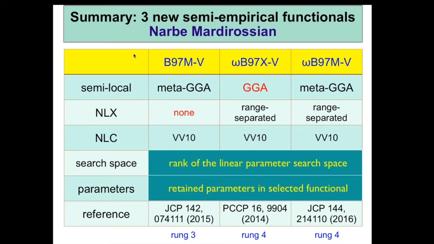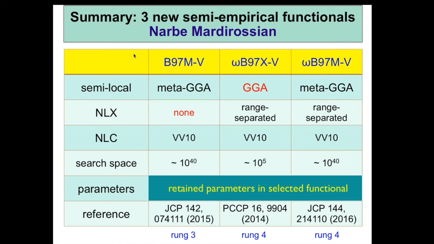And so the rank of the linear parameter search space tells us how difficult the search problem is. And so these numbers are essentially the number of functionals we need to search through, and you'll see that the two meta-GGAs, the left and right columns, these are gigantic functional spaces. We like to call these really functional genomes, because it's impossible to search a space whose rank is nearly Avogadro's number squared.